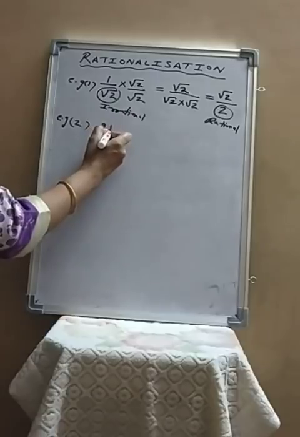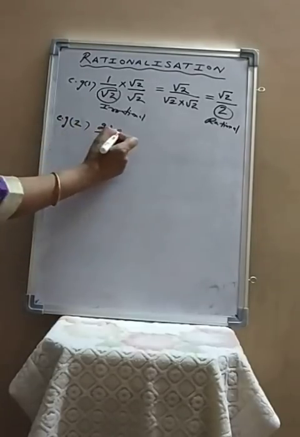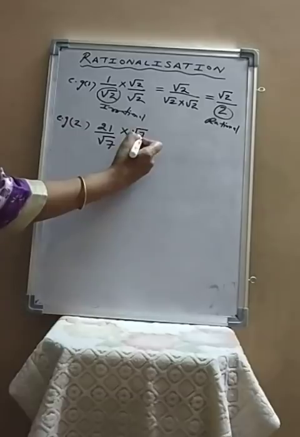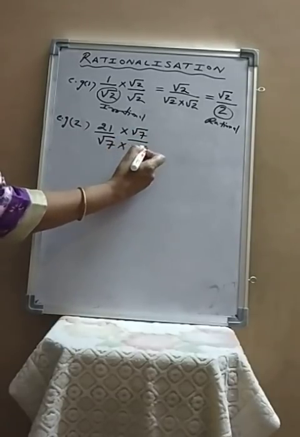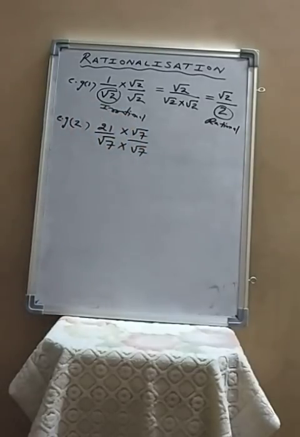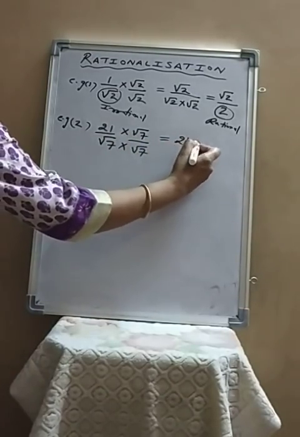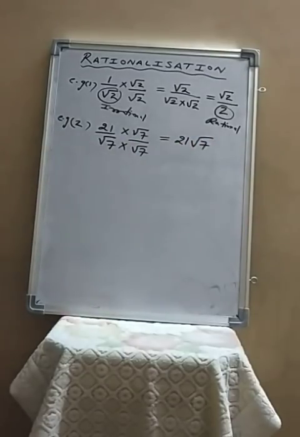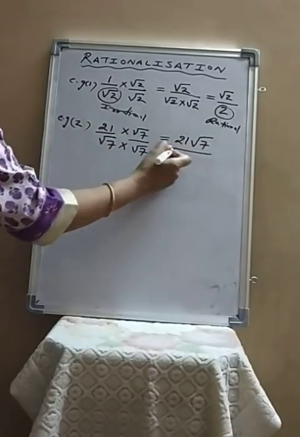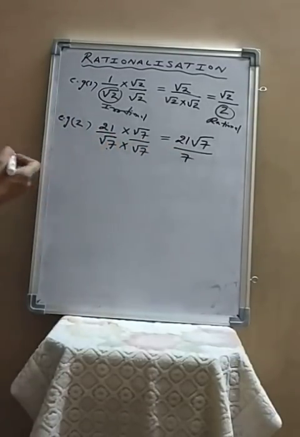Say 21 upon root 7. So what should we do? We should multiply both the numerator as well as the denominator by root 7. This number is known as the rationalizing factor for rationalization. When I multiply 21 into root 7, we get 21 root 7 in the numerator, and in the denominator it is root 7 multiplied by root 7, which is 7.